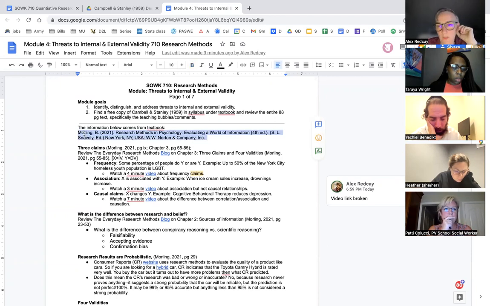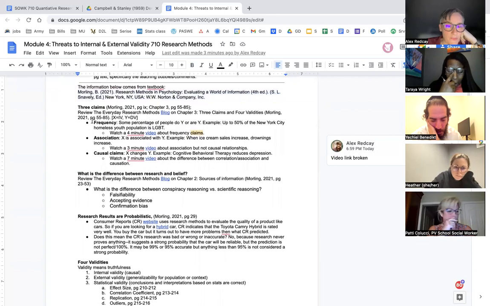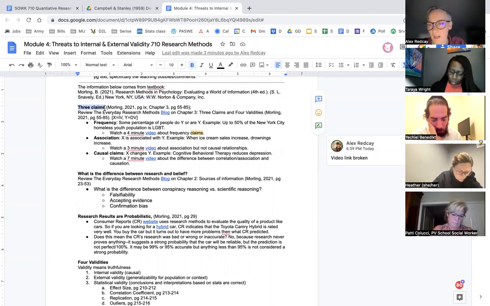So the first one here is Morling. It's actually a psychology textbook, which I think is wonderful. And the 3 things that we get from Morling are what's called the 3 claims. And she describes basically the different types of research that are out there. So quantitative research. The first one is frequency. So some percent of people do Y. So it's observational studies. So 3% of the American population are, whatever, sexual offenders, something along those lines.